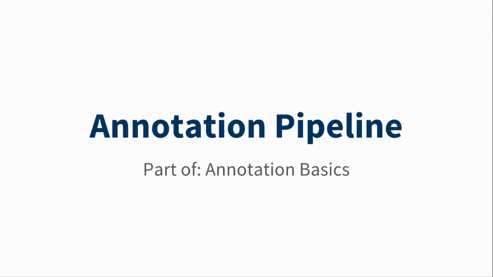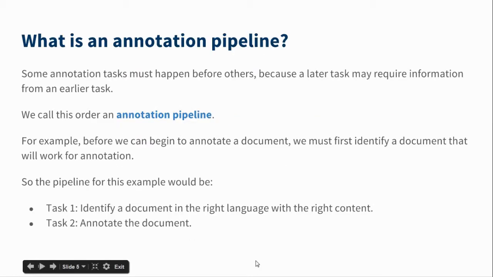Now let's look at annotation pipeline. What is an annotation pipeline? Some annotation tasks must happen before others because a later task may require information from an earlier task. We call this order an annotation pipeline.